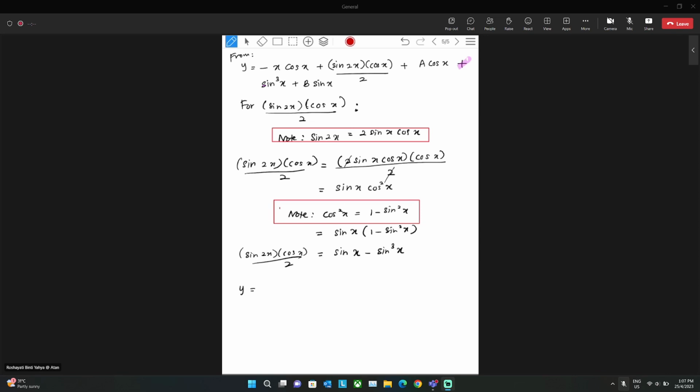So y becomes, until here, and then y becomes negative x cos x plus sin. Now for this part, we try to solve this.